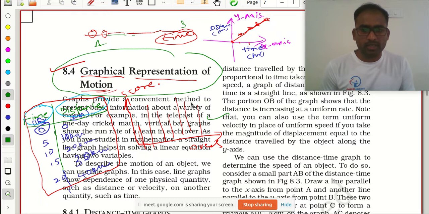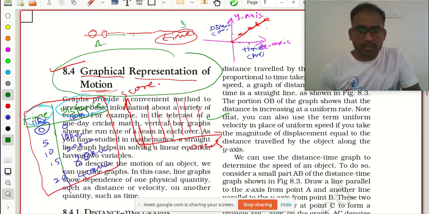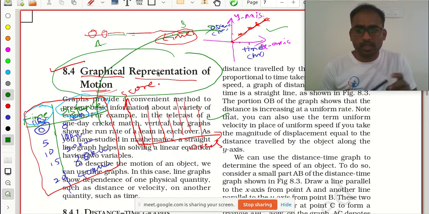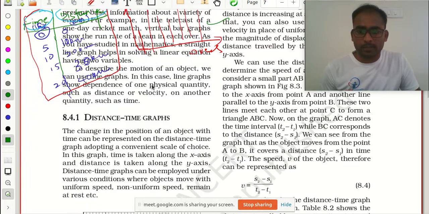I can say this from this graph easily, compared to reading this table. Reading a graph is very easy and also very informative. That is why we need a graphical representation. So here in this graph I represented our motion, from this table to a graph. So this is the importance of a graphical representation.